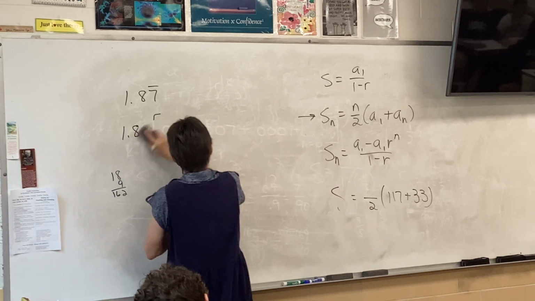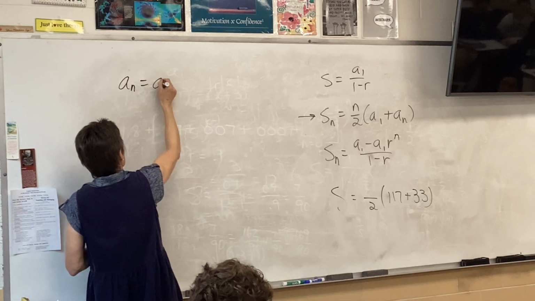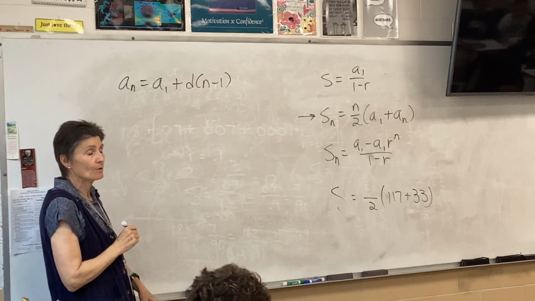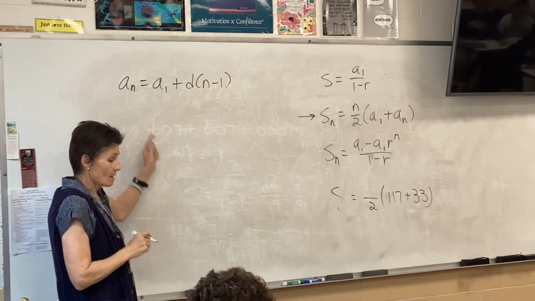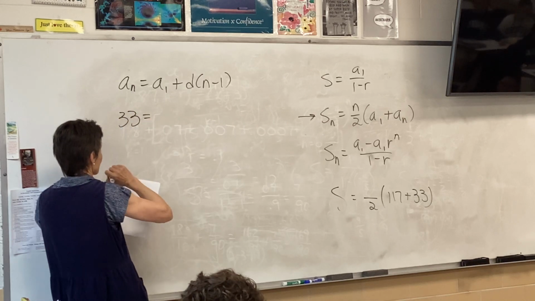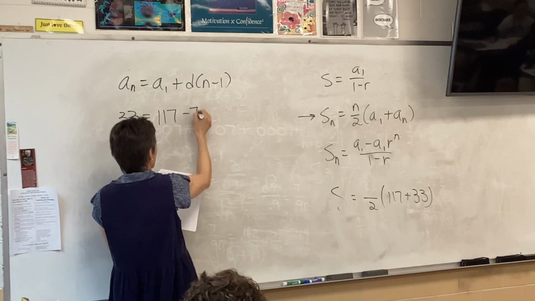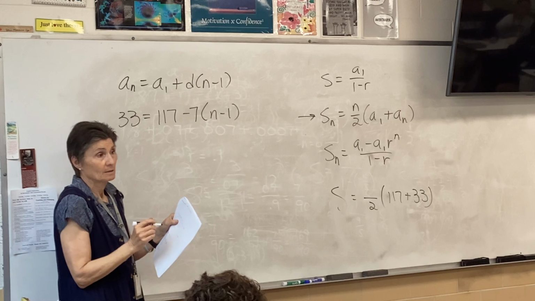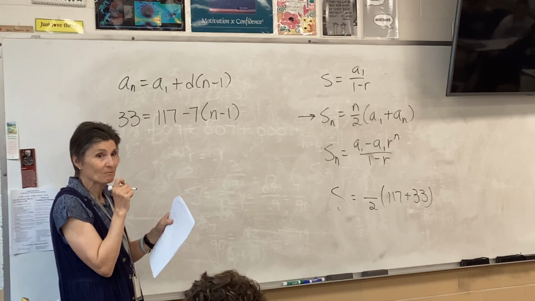Well, remember, you do have another formula. So if worse comes to worse, you can use the other arithmetic formula. Now this isn't the sum. This formula says the last term equals the first term plus the common difference times n minus 1. Will that find n for me?